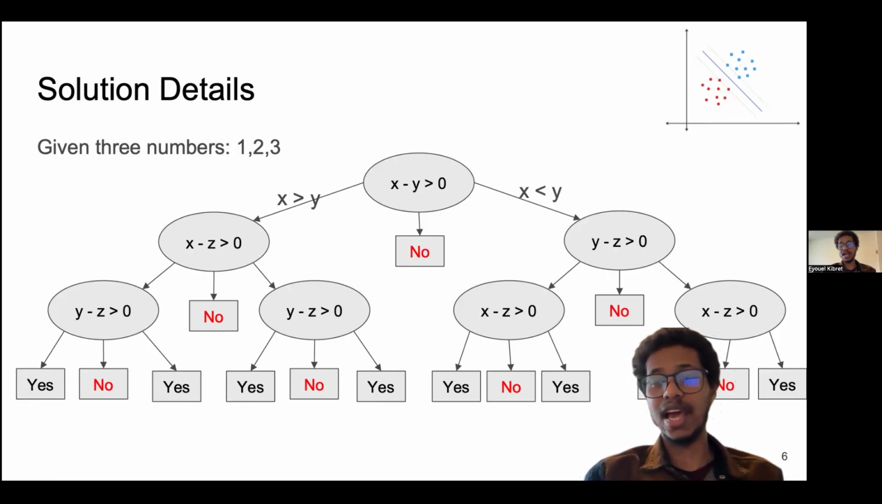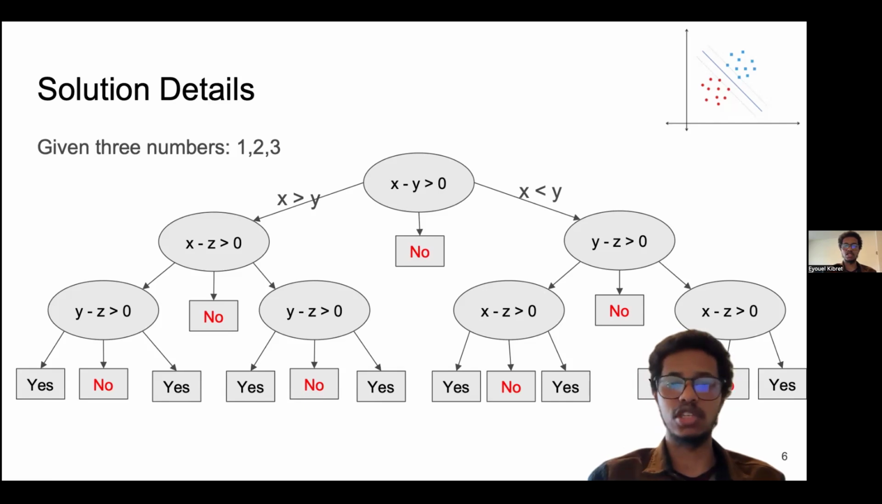And also, when asking each question, we are actually drawing hyperplanes in the n-dimensional model. So each question, x minus z greater than 0, is actually drawing the x equals z plane in the n-dimensional space.